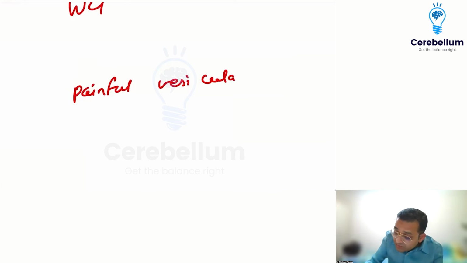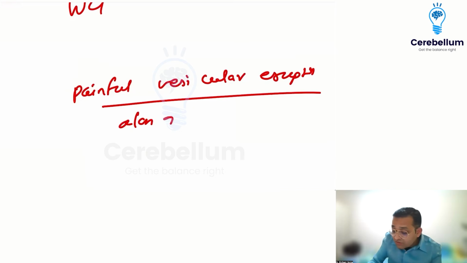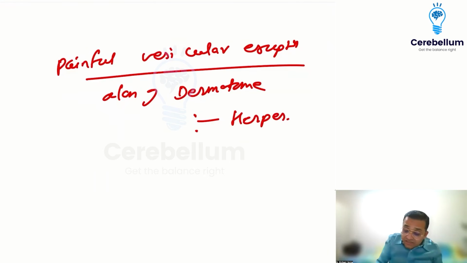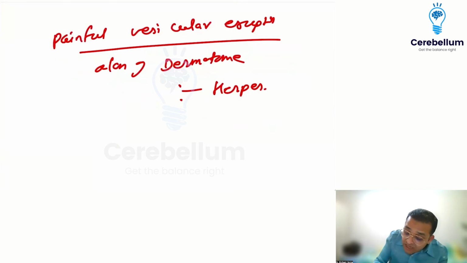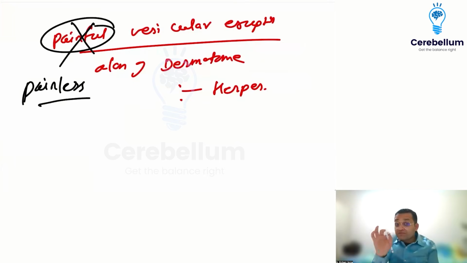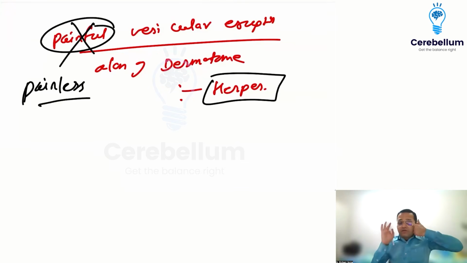vesicular eruption along a dermatome. These are some question patterns, son, that they twist a lot. What is your diagnosis? Herpes, but remember there are certain cases, few cases are painless also, very few cases, but still the diagnosis will be herpes. So get ready, get alert, focus, focus, focus.